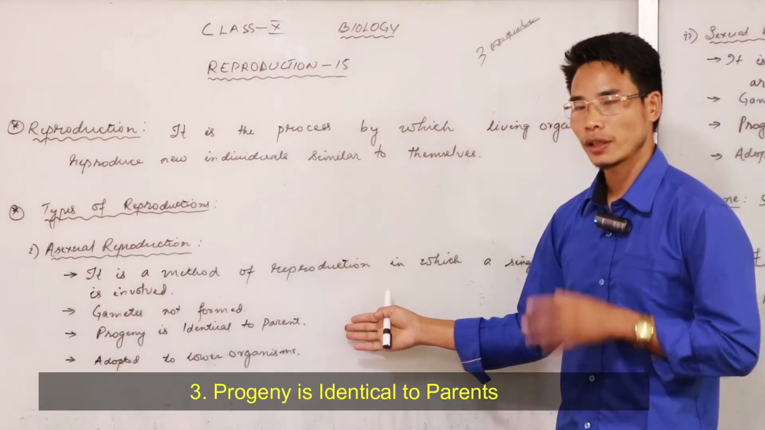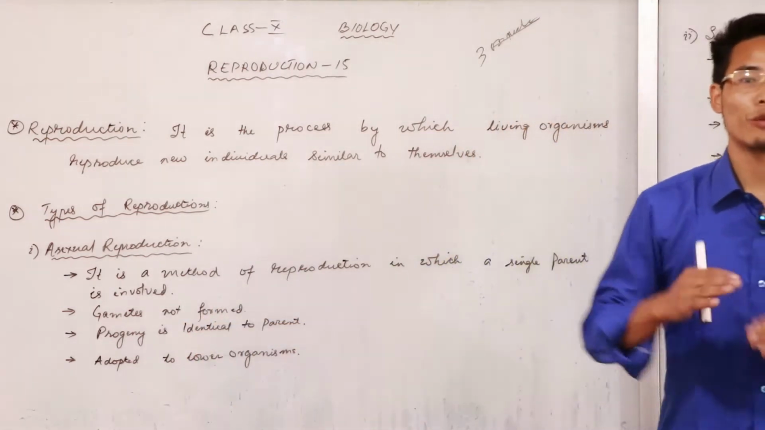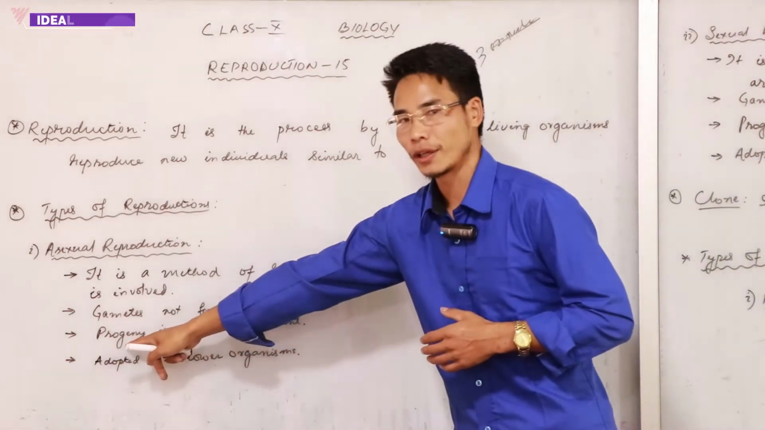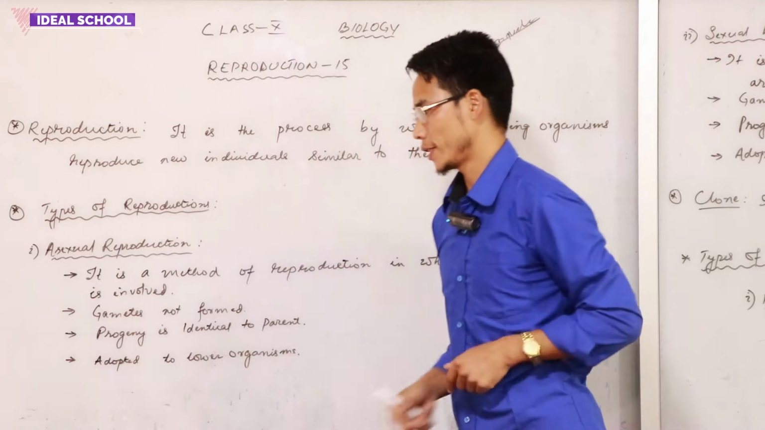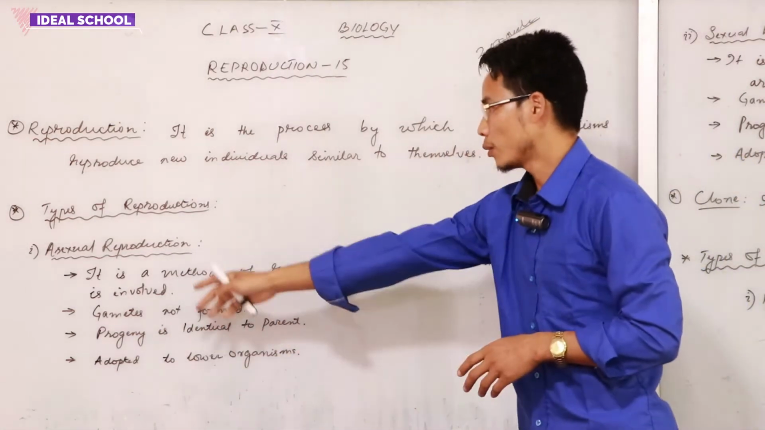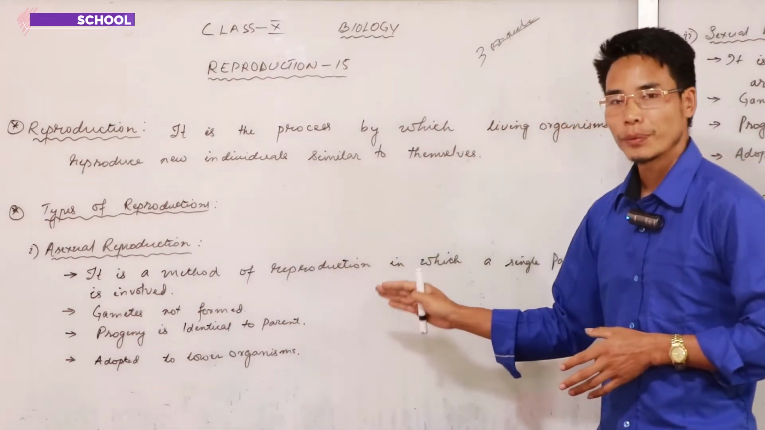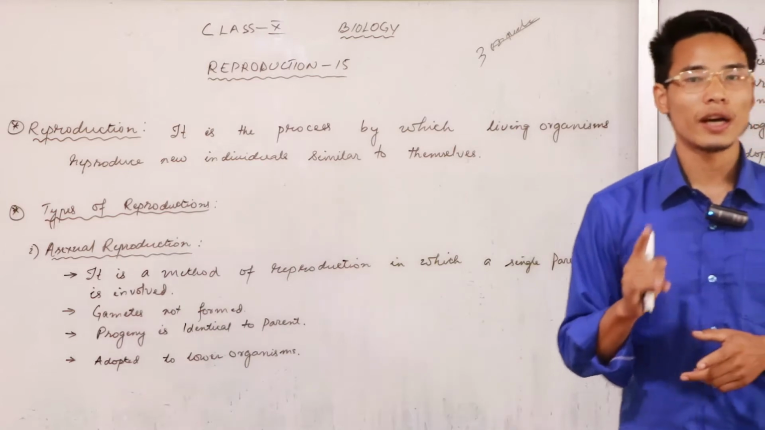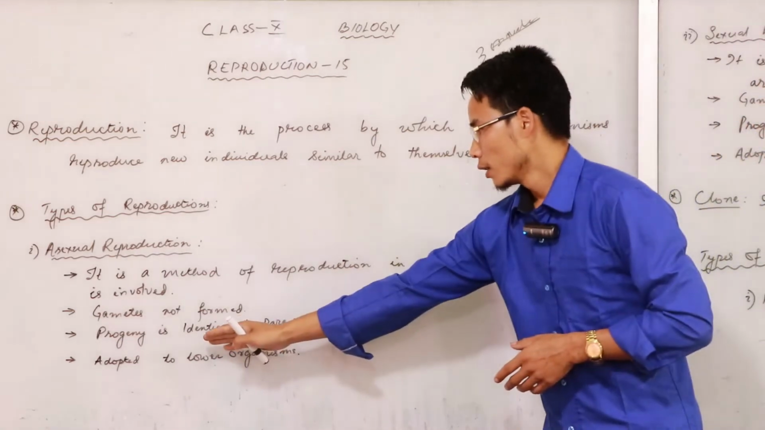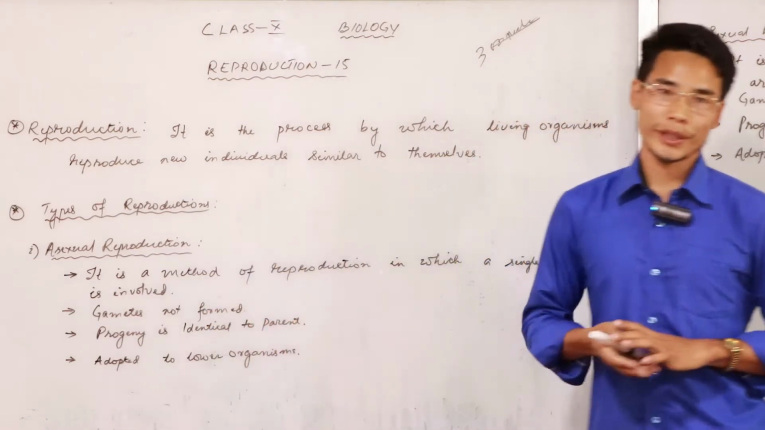Third, progeny is identical to parents. This progeny means the new organisms, new individuals. We also call them offspring, all the newborn organisms. Why in asexual reproduction is the progeny identical to the parent? Because only a single parent is involved in asexual reproduction. Because of that, the offspring in asexual reproduction are identical to parents.